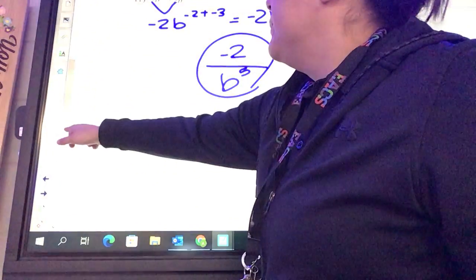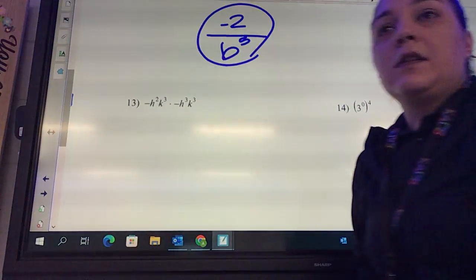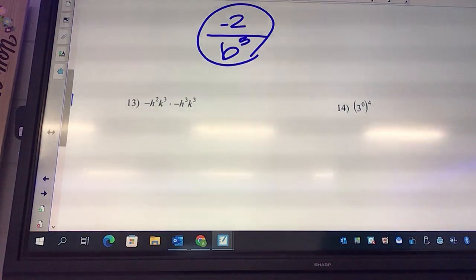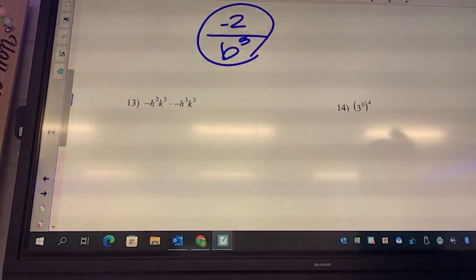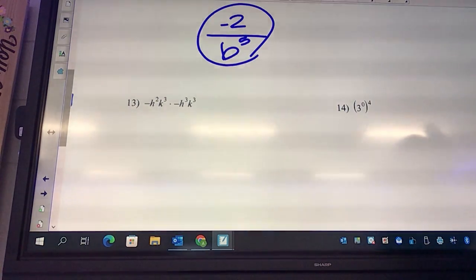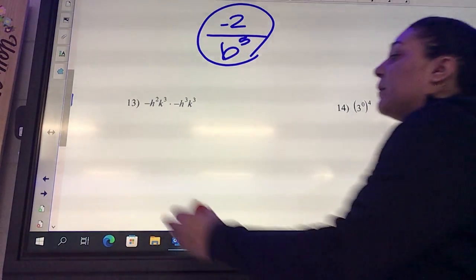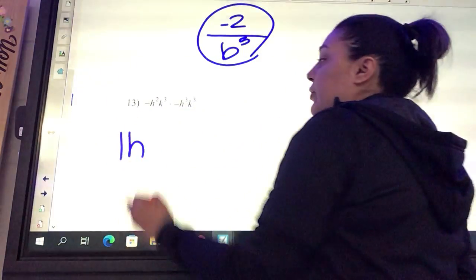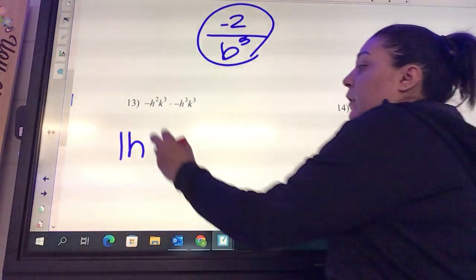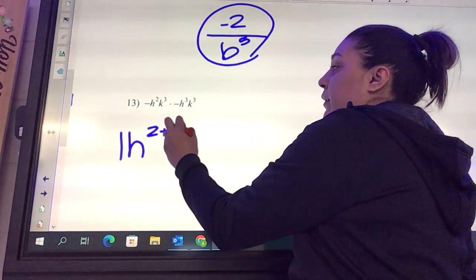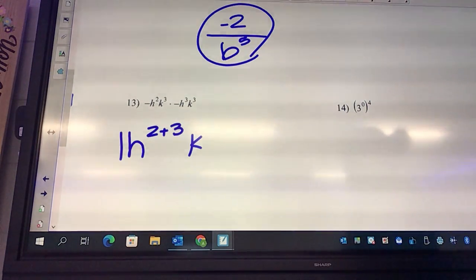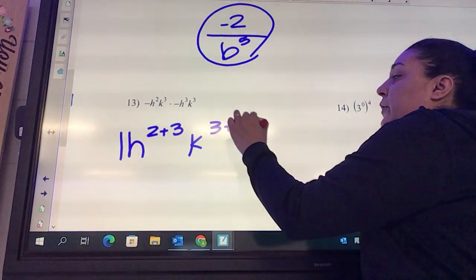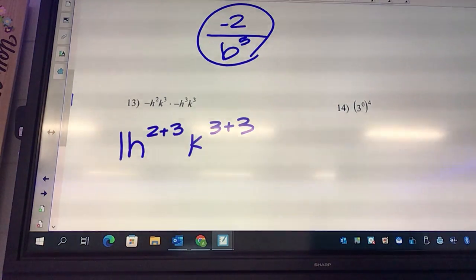Okay, 13. This is still what kind of rule? Multiplication rule. Okay, so we're going to multiply our bigs. What are our big numbers? Negative 1 times negative 1 is 1. Okay, and then we got H to the 2 plus 3. K to the 3 plus 3.